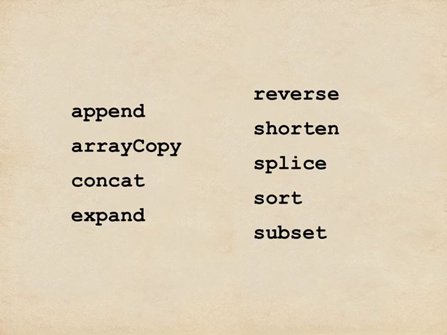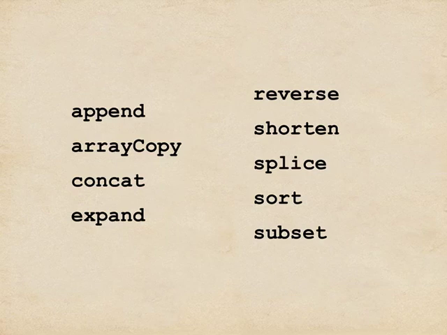Expand is kind of a memory thing. It lets you add additional memory to the end of an array so that you can then fill it in with additional values. Reverse does just what you think. It simply flips the order of all the elements in an array. Shorten is sort of the opposite of append. It just removes the last element off the end of the array.